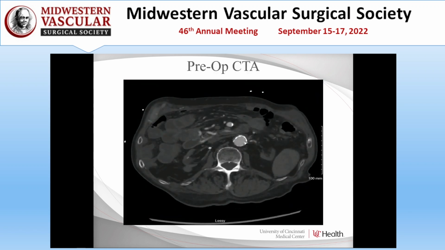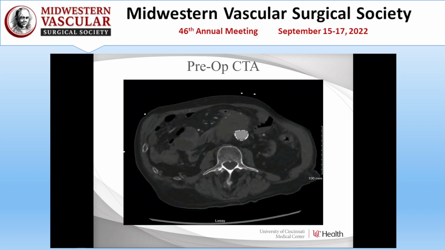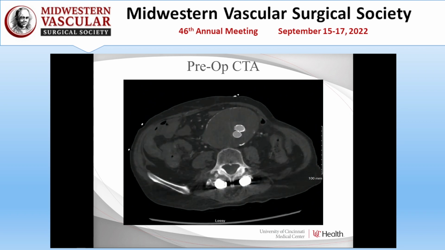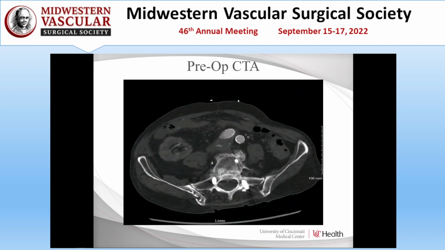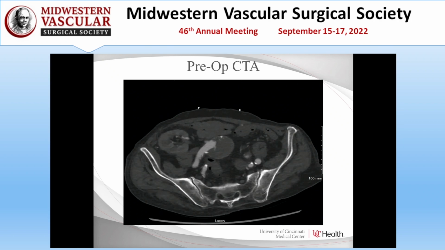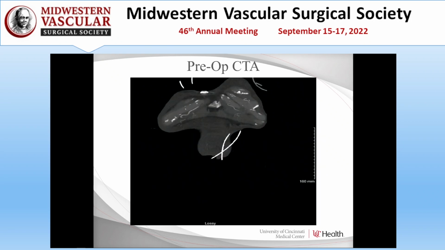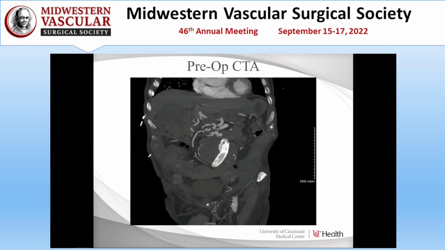This is his pre-op CT scan, and as you can see, this is the previously placed EVAR with expansion of his AAA up to 10 centimeters, and at the same time, an interval development of a right common iliac artery aneurysm up to 5 centimeters, involving the origin of the transplanted kidney artery. These are also his coronal images, so you can appreciate the takeoff of that transplanted kidney artery.